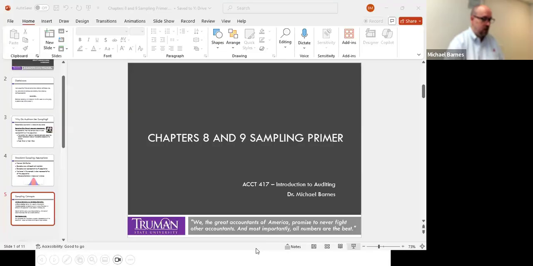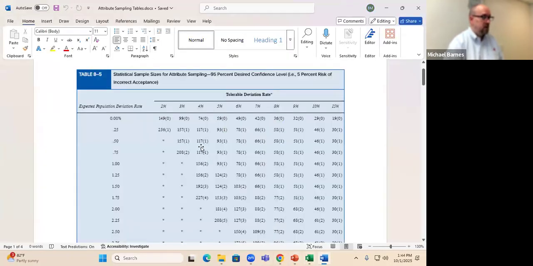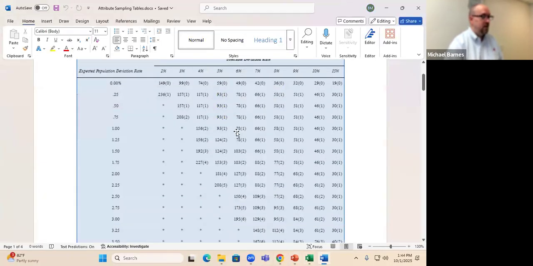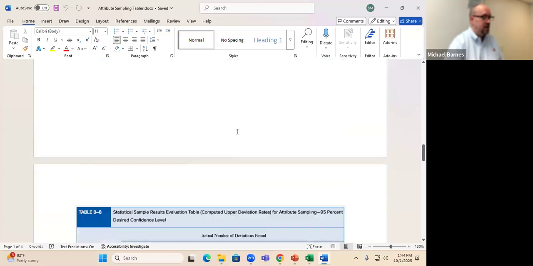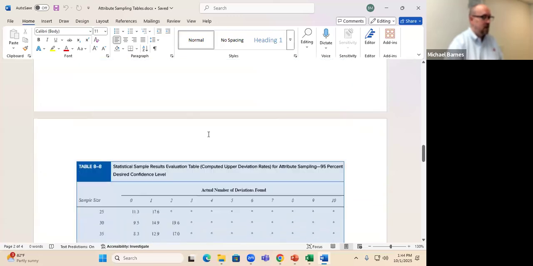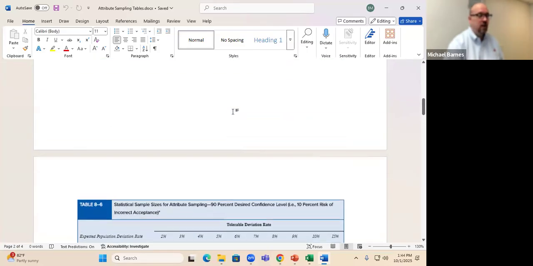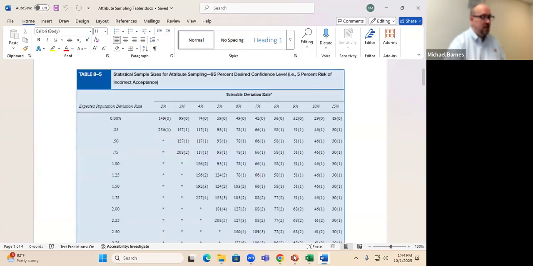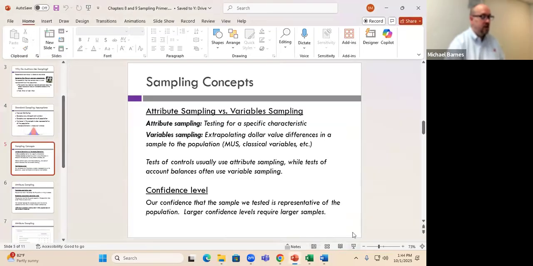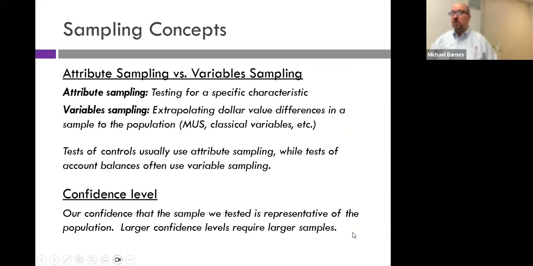In fact, those tables that I told you to pull up, you will notice that this is a 95% desired confidence level. And then if we go down to the next set of tables on the next page, we have a 90% confidence level. Now, as the slide suggests, if we have higher confidence, we require larger samples.